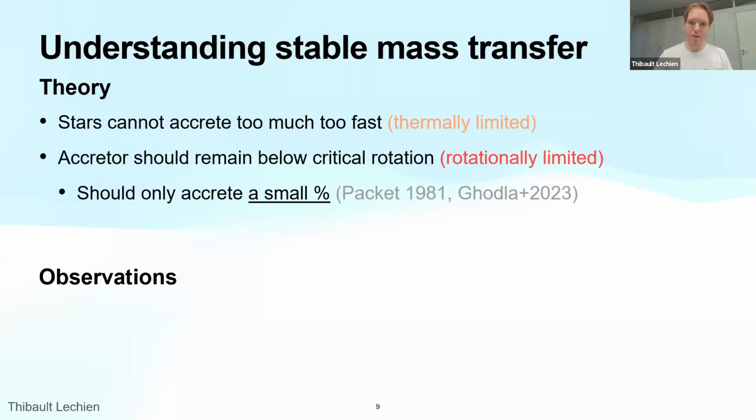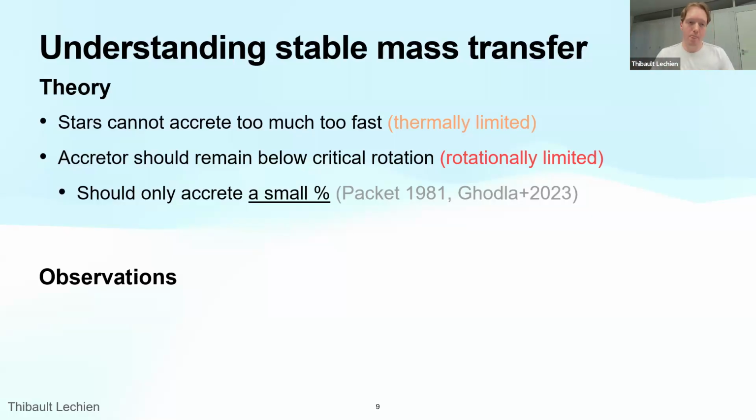The second model is the rotationally limited model, which says that, okay, as mass is thrown from the donor to the accretor, this accretor should gain a lot of angular momentum and spin up very quickly, to the point where the centrifugal force is balanced by the gravitational force. And at that point, accretion should stop. And this is predicted to happen after only a small amount of mass is accreted.